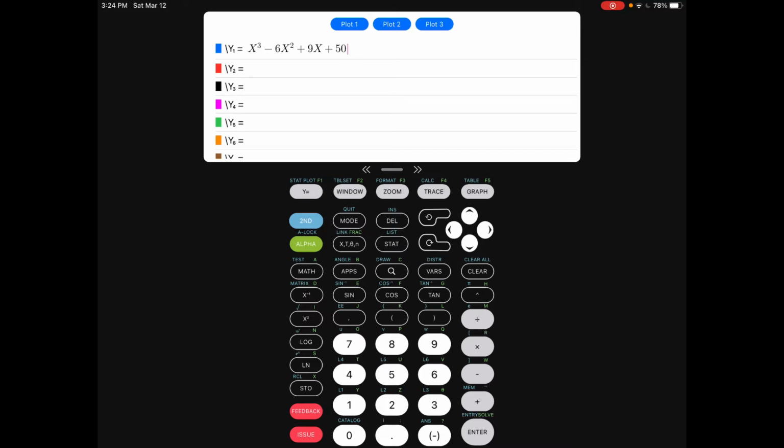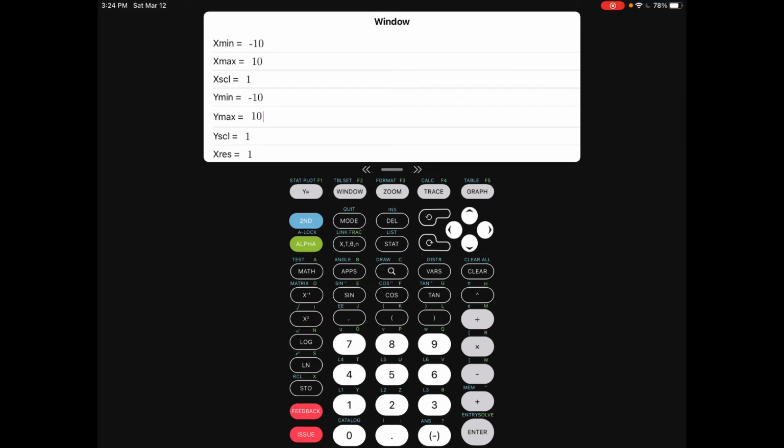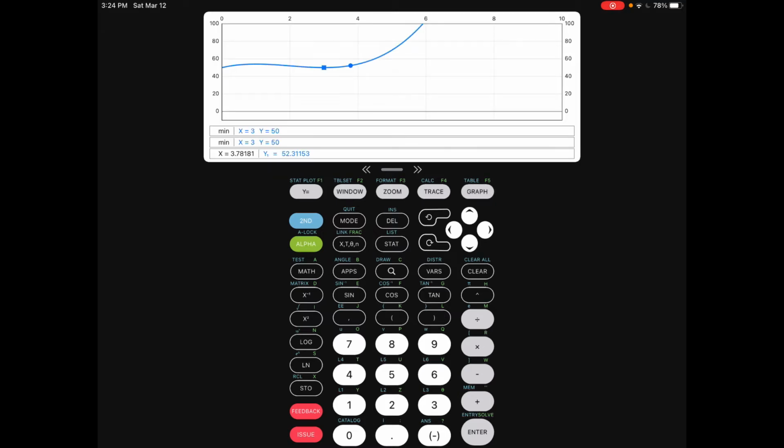In this cubic function, there's a y-intercept of 50. And we don't need to see negative x values. So I'll head to my window settings. Maybe for my x min, I'll make it 0. And maybe for my y max, I'll go all the way up to 100 maybe. And here we can go ahead and see what's going on with this function. You can see a minimum is occurring.